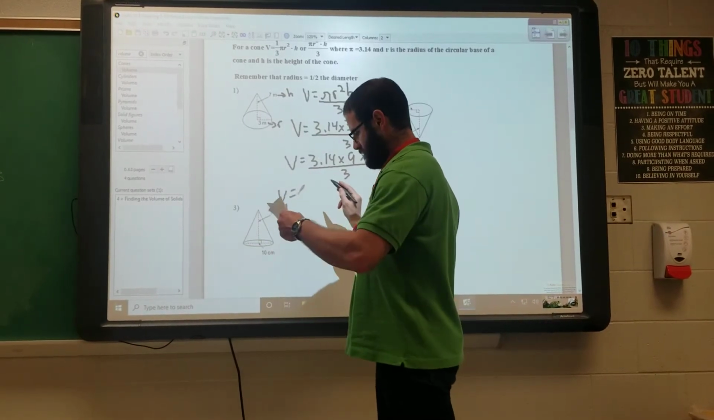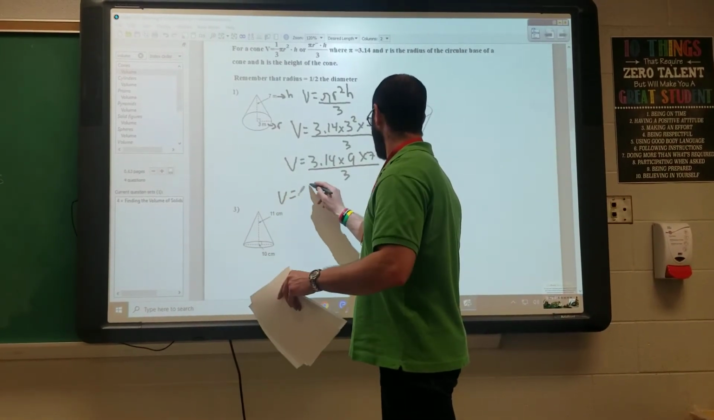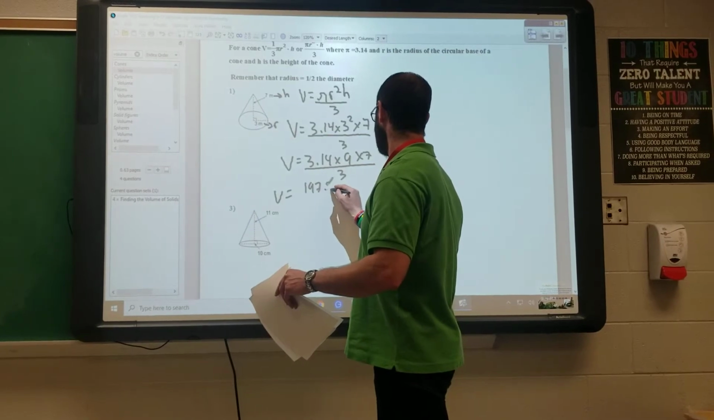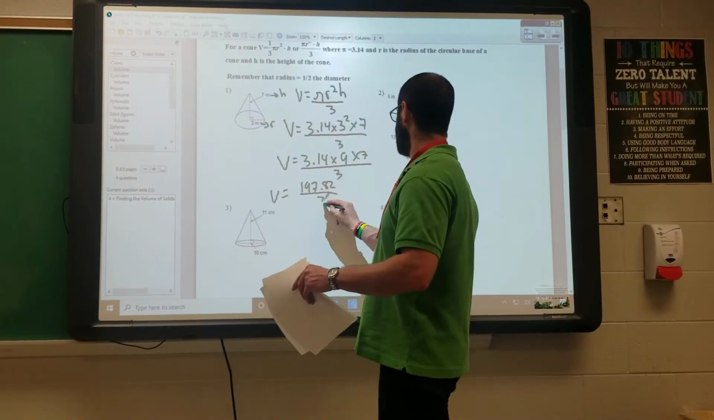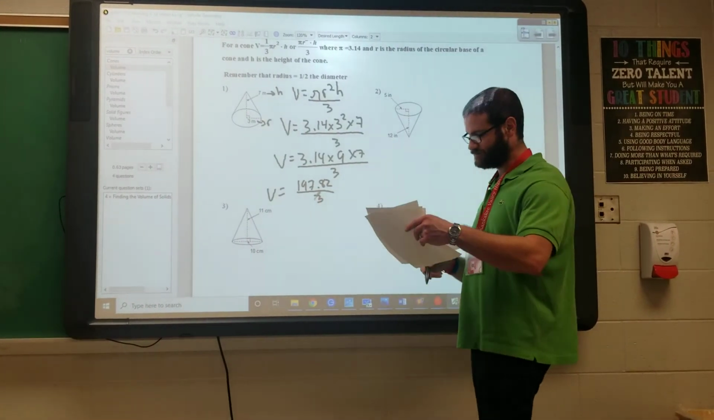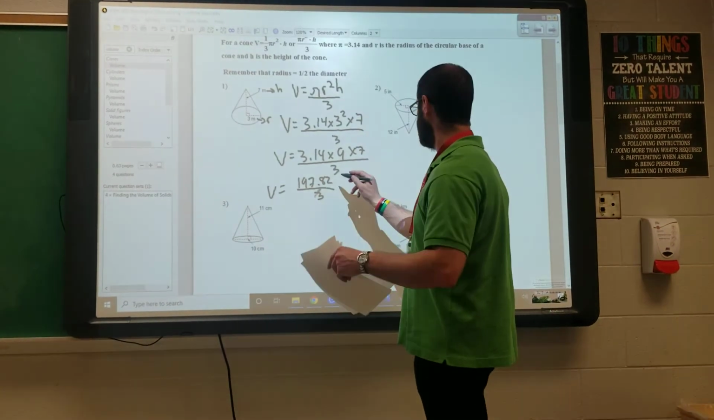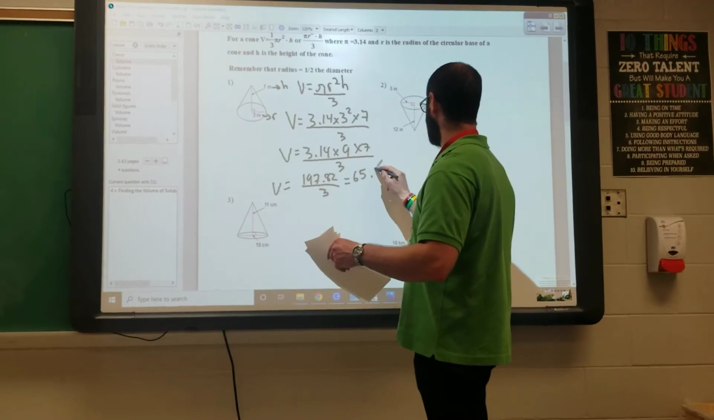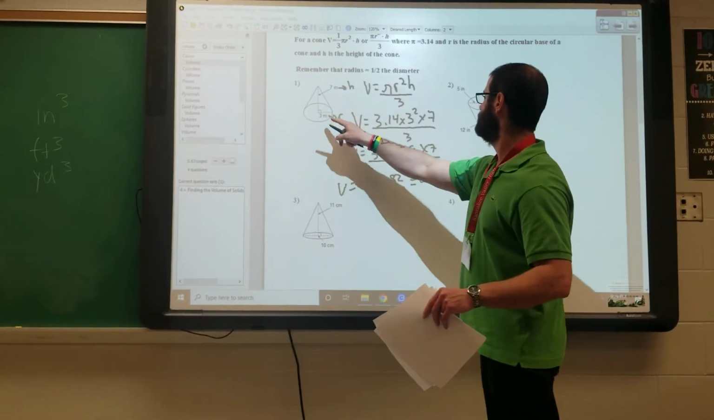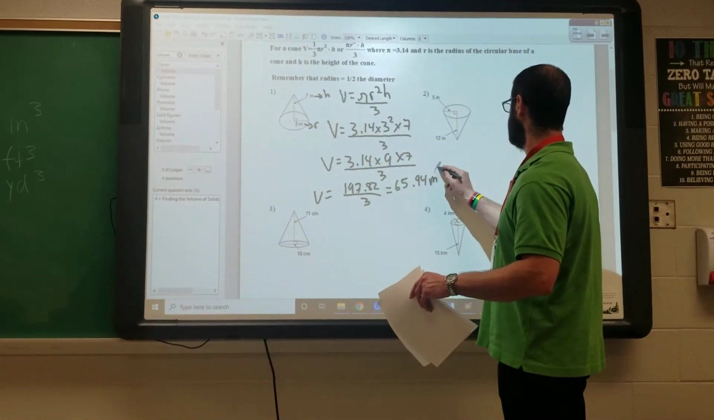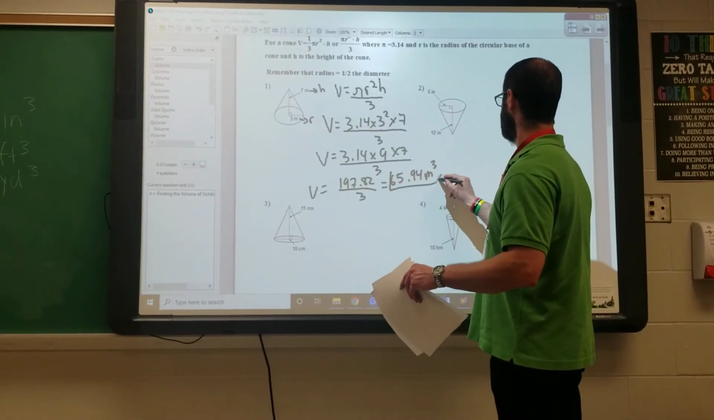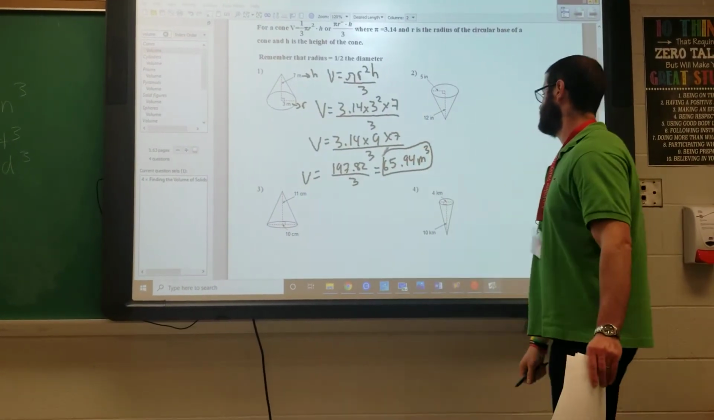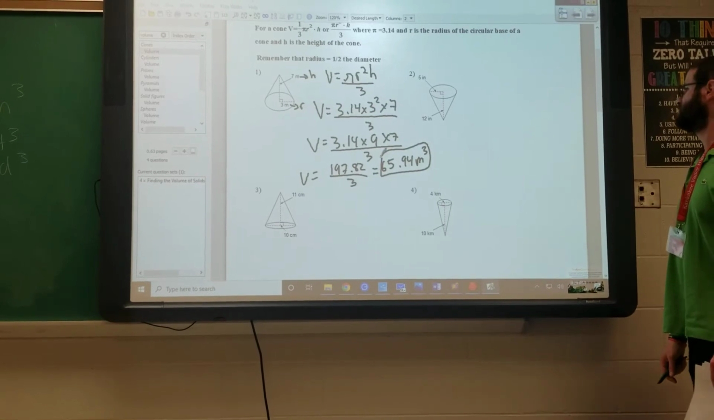And what I would get there is 197.82, and then I'm going to divide that number by 3, and you're going to get 65.94, and we're going to say meters cubed. So that's the amount of three-dimensional space inside that cone.